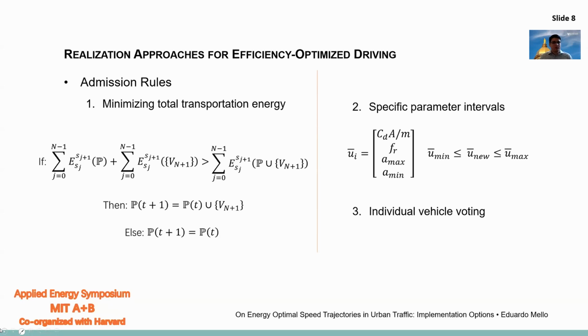The first admission rule that we are going to introduce is the minimization of the total transportation energy. In this rule, if the energy consumption of the platoon plus the energy consumption of the candidate vehicle is greater than the energy consumption of that platoon united with the vehicle, then the vehicle is going to be accepted into the formation. Otherwise, the vehicle is rejected.